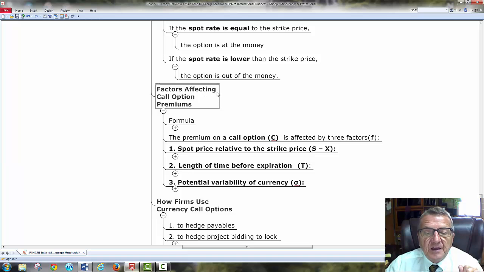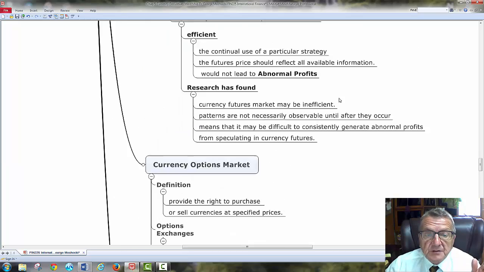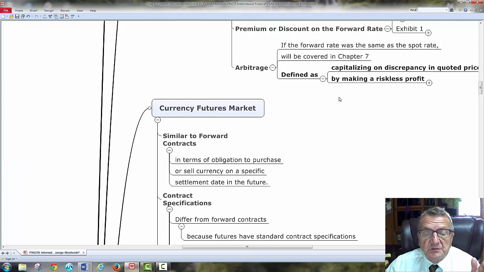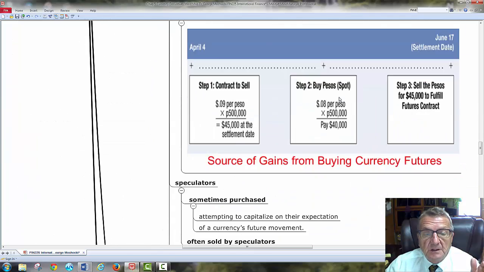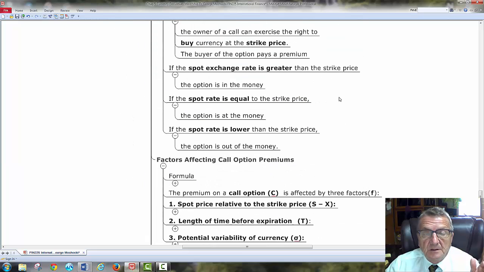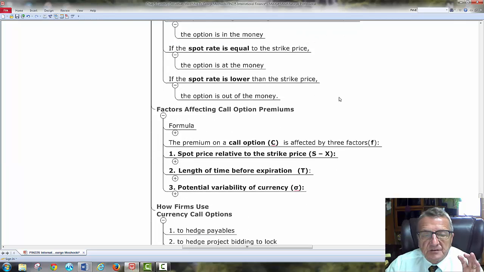So now, factors that affect the call option. Remember, always look at it. We're looking at the currency call option, the last one we're looking at. Remember, we looked at the currency futures market, and now we're going to the currency call option. And remember, you could always print out certain sections. I have to see how I'm going to do that.